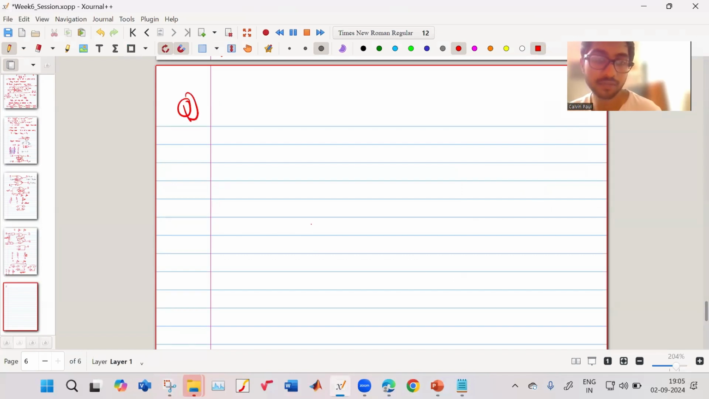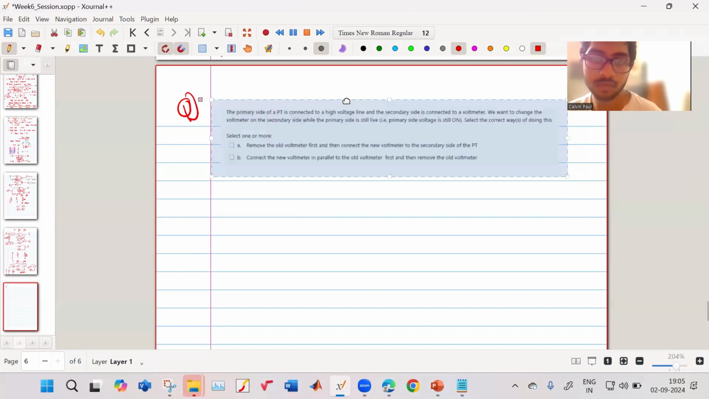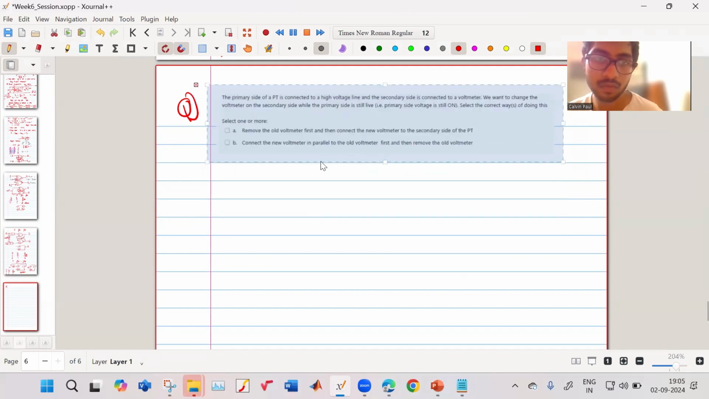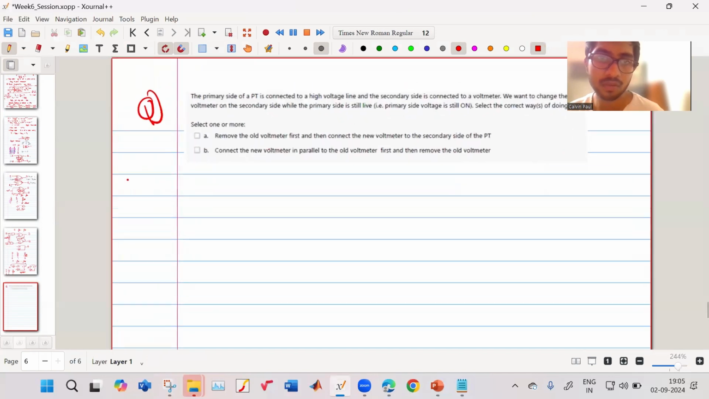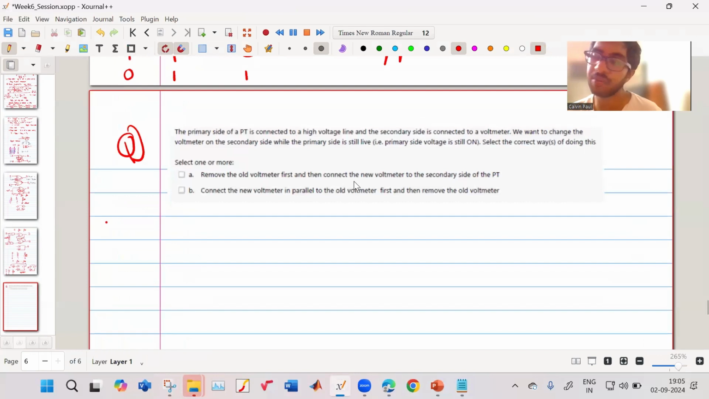Let us answer this question. The primary side of a PT is connected to a high voltage line and the secondary side is connected to a voltmeter. So we want to change the voltmeter on the secondary side while the primary side is still alive. So primary side voltage is still on. Select the correct way of doing this. So which way is preferred or which way can be used?